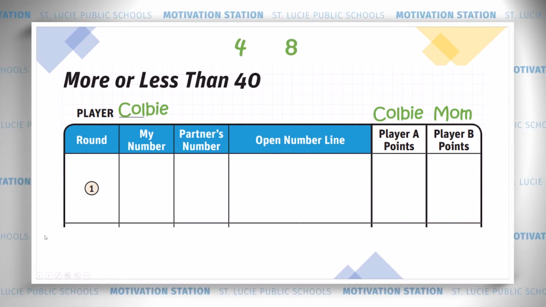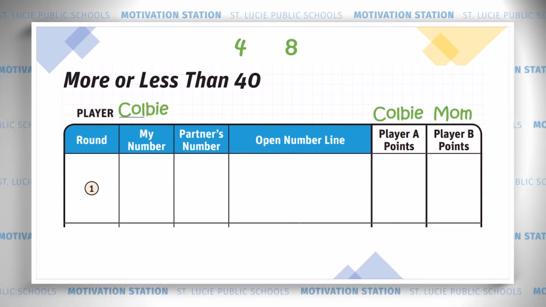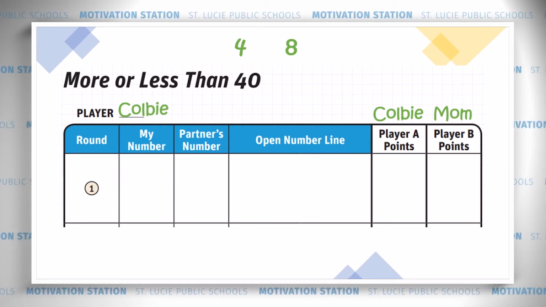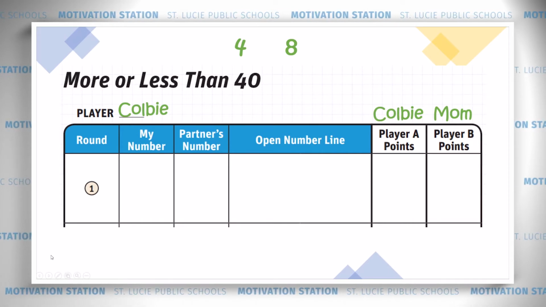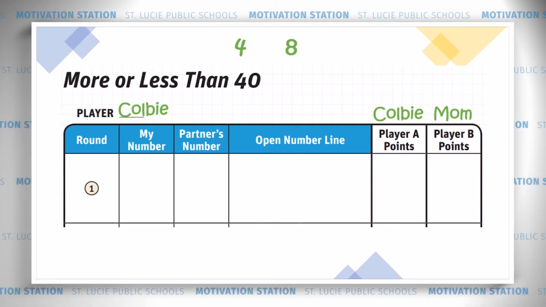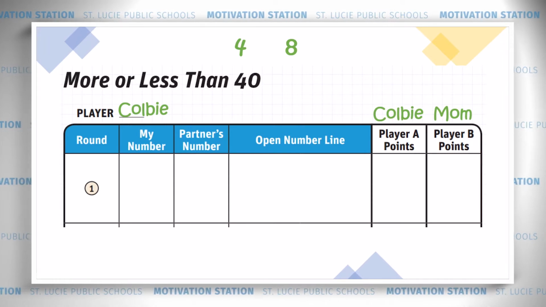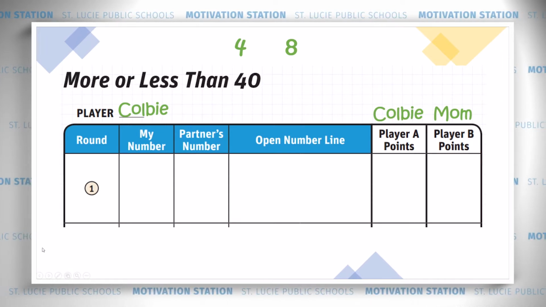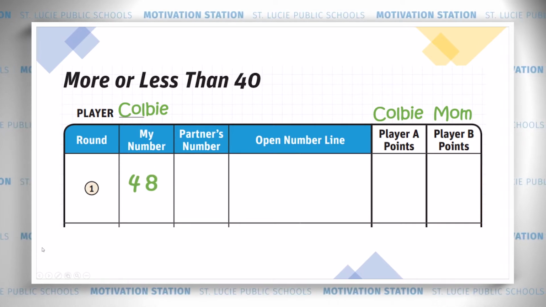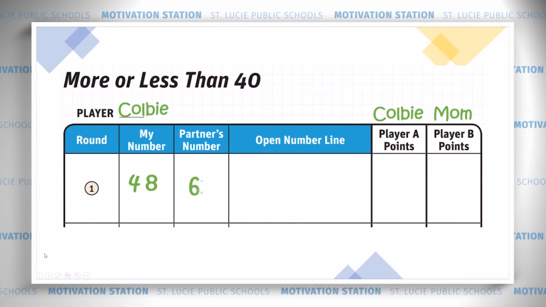Well, let's see. My goal is to have the answer be greater than 40. So, I guess if my mom rolls a big number, I want to have a small number that will be greater than 40. But if my mom rolls a small number, I need to have a really big number. So I don't really know which one I should do. Well, I'm gonna go with 48. Yes, 48. Okay. And okay, so my mom just told me she rolled a 61.